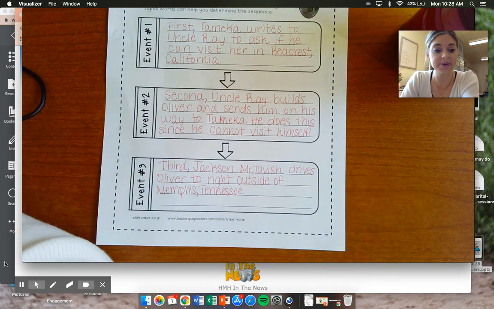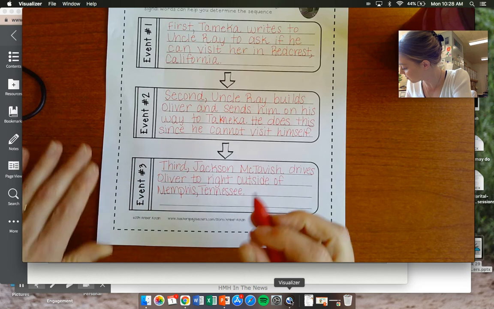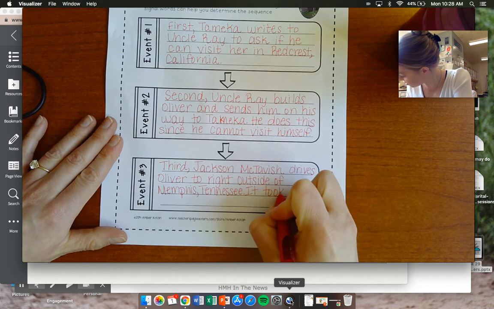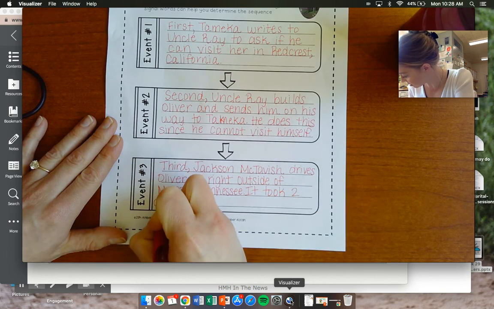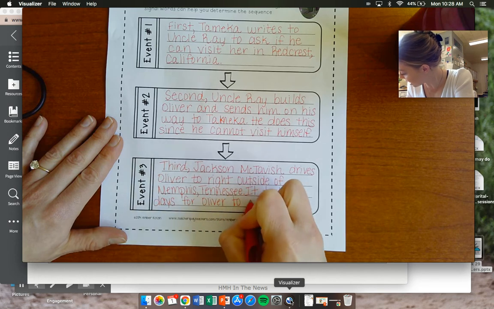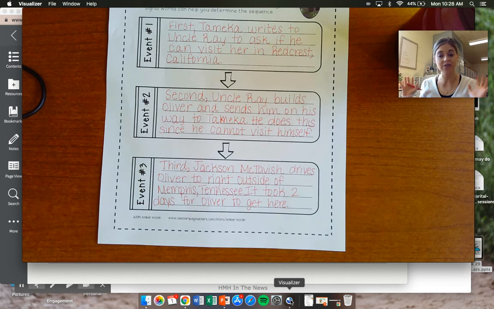And we can add another detail and say how long that took. It says, for 2 days, Oliver rode in the back of my truck. So it took him 2 days to get from South Carolina to right outside of Memphis, Tennessee. So I can say it took 2 days for Oliver to get here. All right, so there is my third thing that happened in this story.